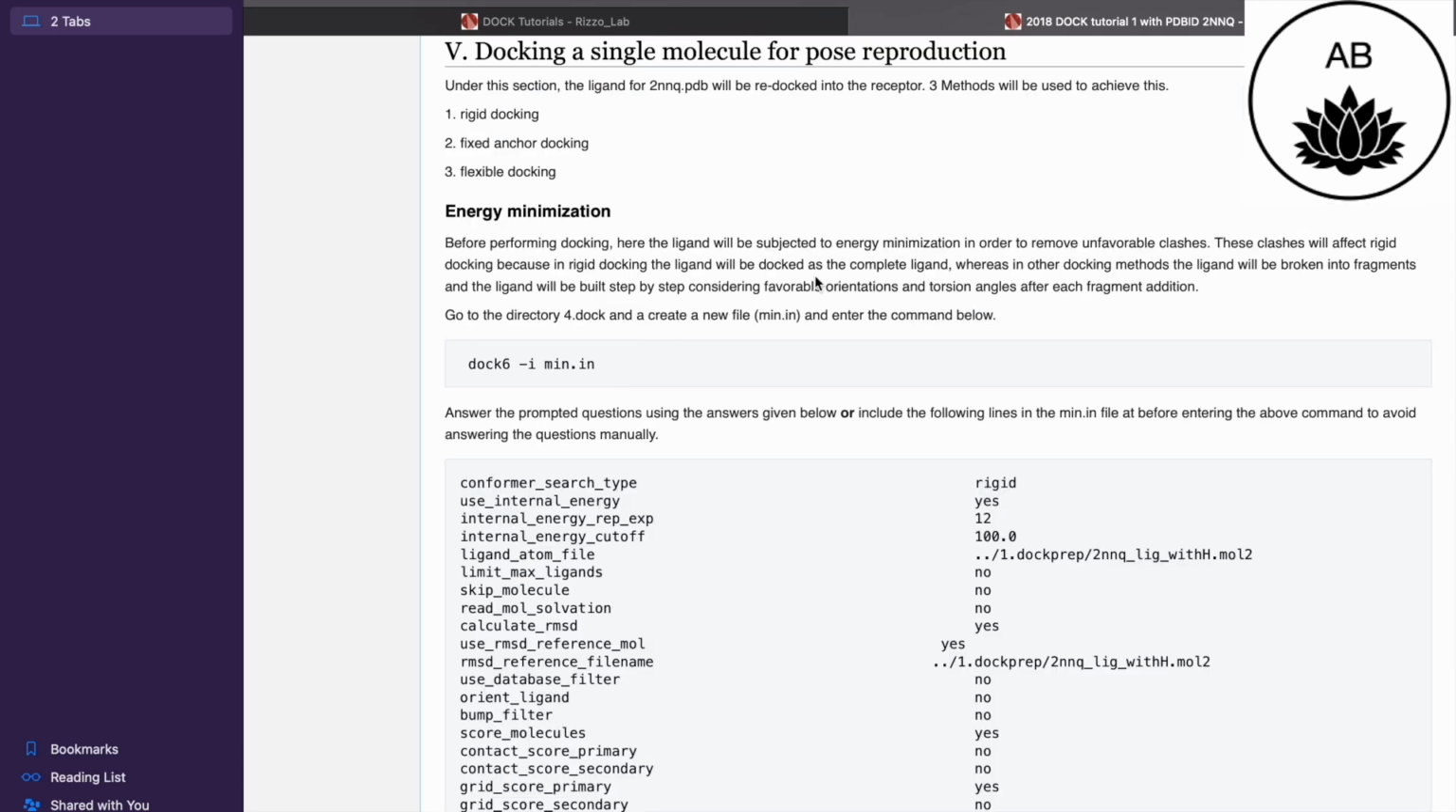For energy minimization, they prefer to minimize the ligand to remove unfavorable clashes, because they are supposed to affect the rigid docking. As far as their methodology is concerned, the ligand will be docked as it is, as the complete ligand. Whereas in the case of flexible docking, the ligand will be broken into fragments and the ligand will be built step by step, considering favorable orientations and torsion angles after each fragment addition.